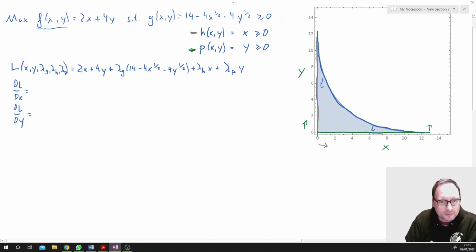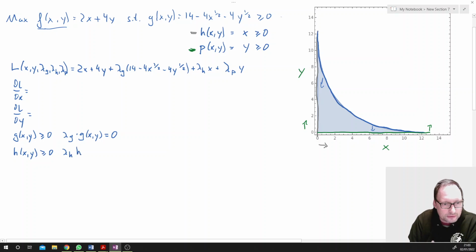And then for each of our constraints, we need g of x and y to be larger or equal to 0, and we need that lambda g, the respective Lagrangian multiplier, times the constraint is equal to 0. So that's the complementary slackness condition. And we're having 3 of these because we're having 3 constraints. Okay, so let me just write all of these 3 down. So there's a multiplication sign here, is equal to 0, and the third constraint is p.